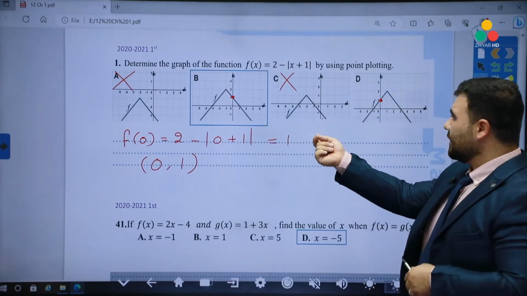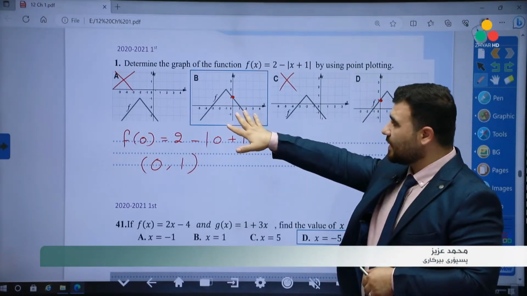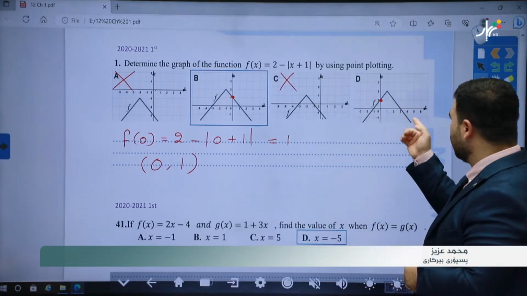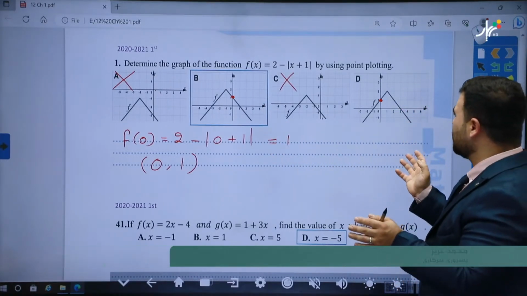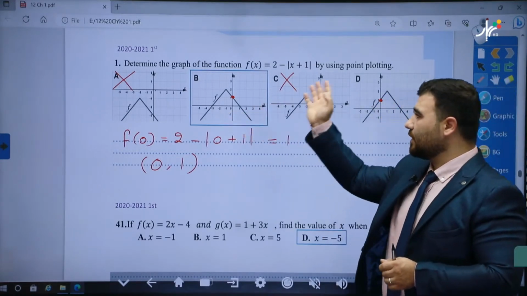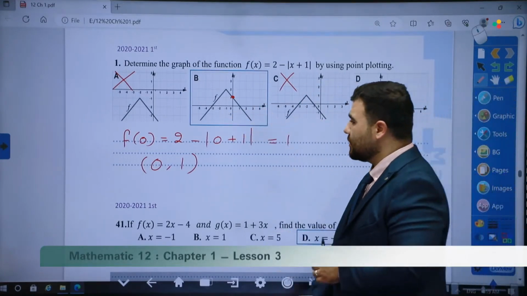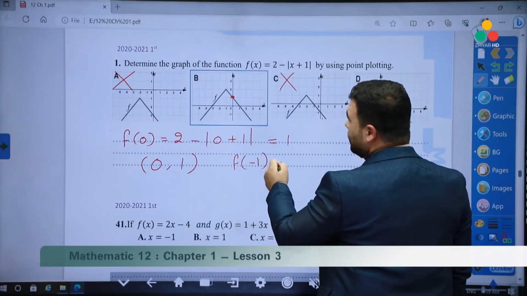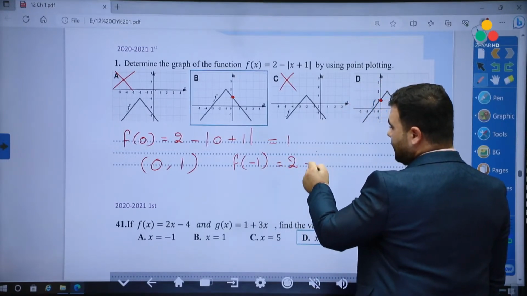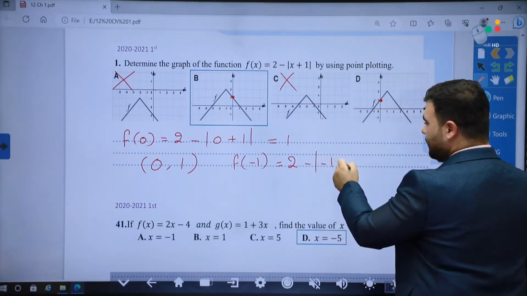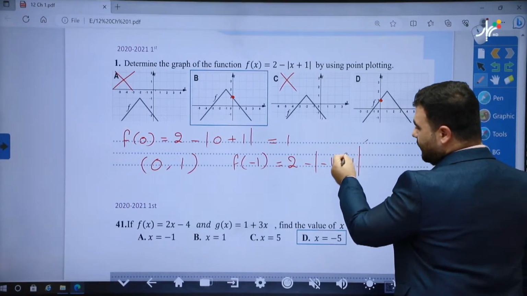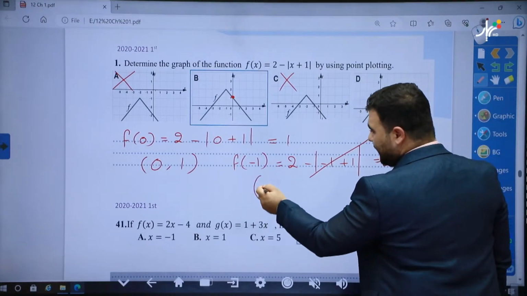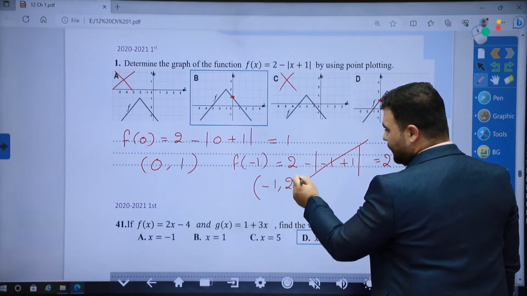I cannot use 4, for example, because in this graph there is no graph in front of 4, whilst here there is. So I'm not choosing points like this. I choose some point that for sure they both have a graph. Then let's see. When x is negative 1, f of negative 1 is equal to 2 minus the absolute value of negative 1 plus 1. Negative 1 plus 1 is 0. The result is 2. As a point, when x is negative 1, y is 2.